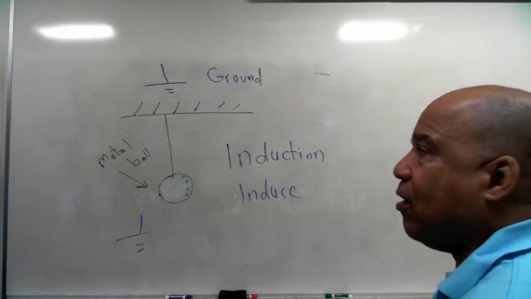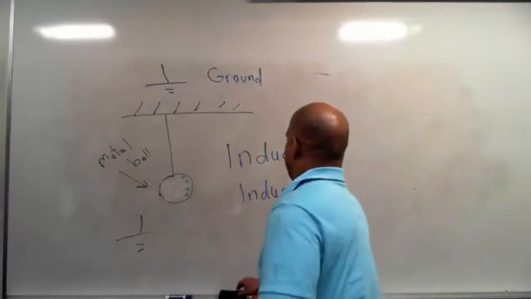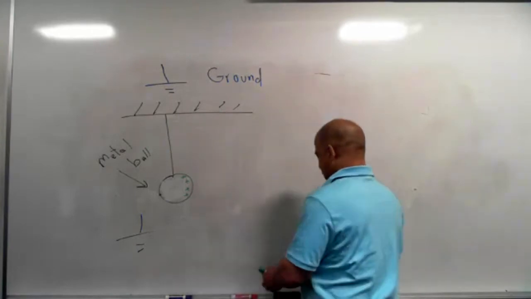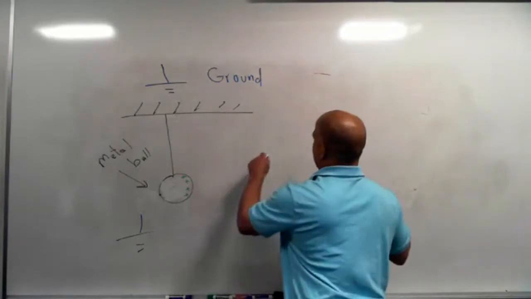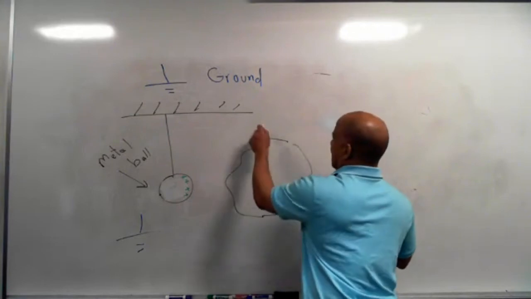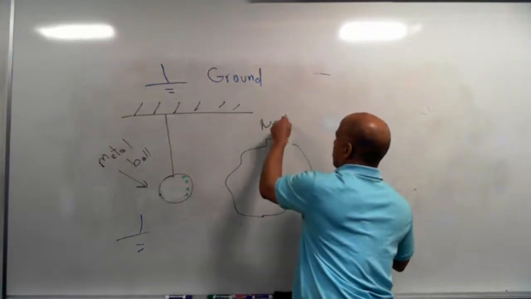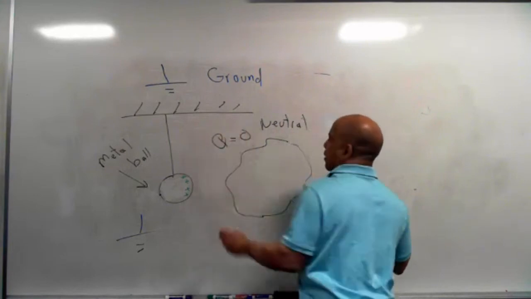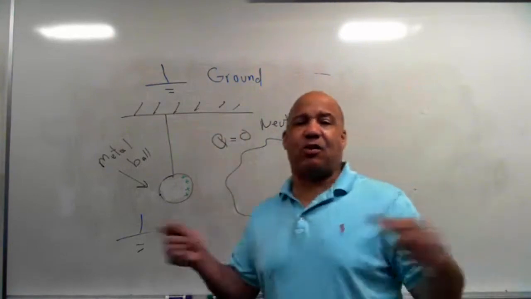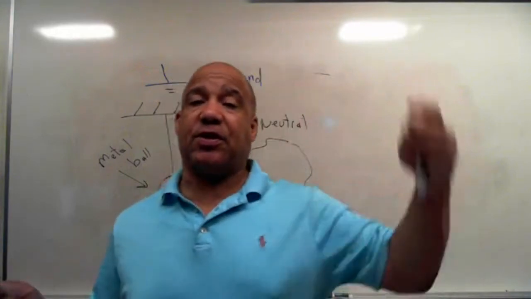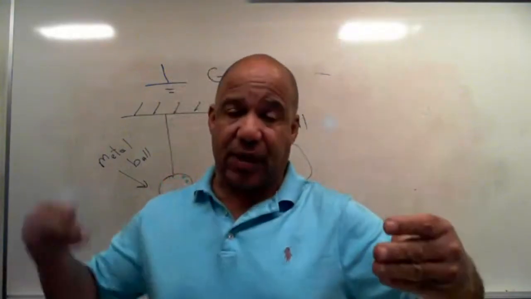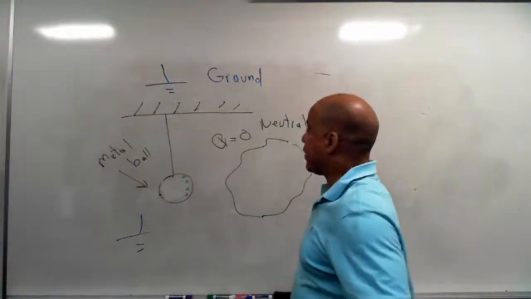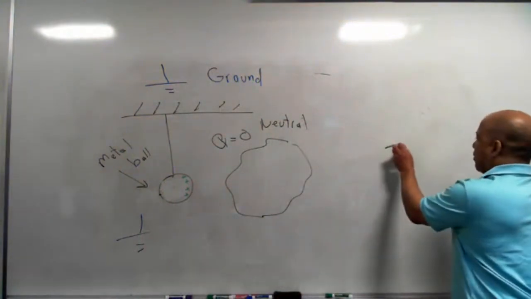So if I start with something neutral, I'll just draw this little blob. If I start with something neutral, that means the charge is 0. Now remember, 0 charge doesn't mean there's no charge on it. 0 charge just means there's the same amount of plus and minus charge. If I remove electrons from here, I remove 3 coulombs from here.